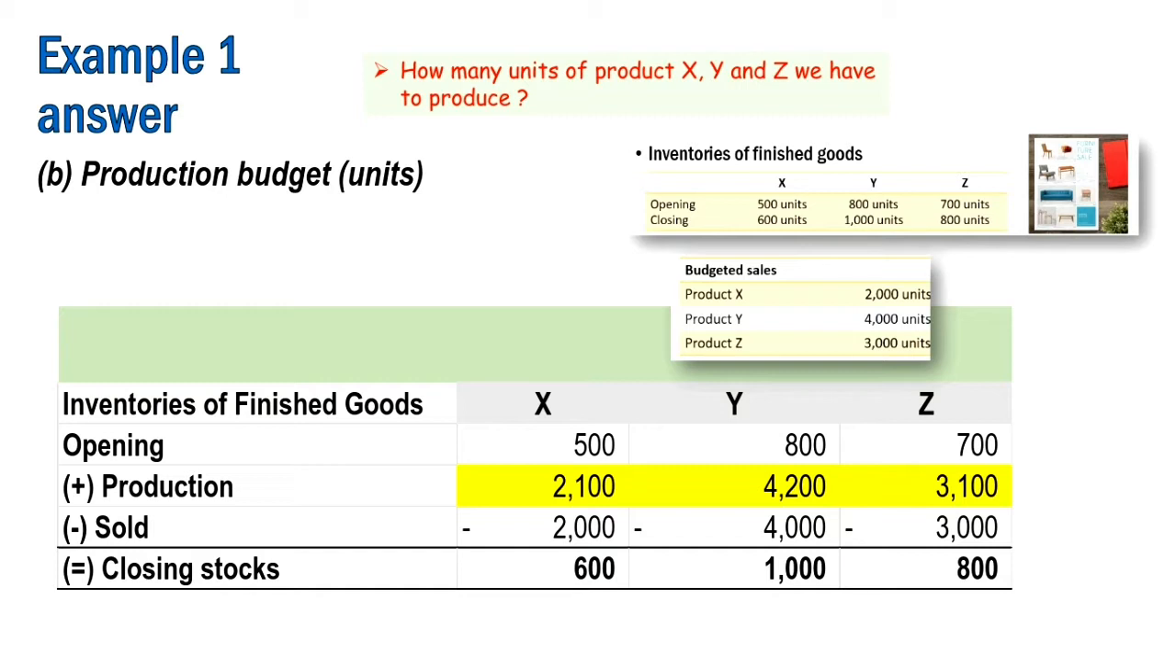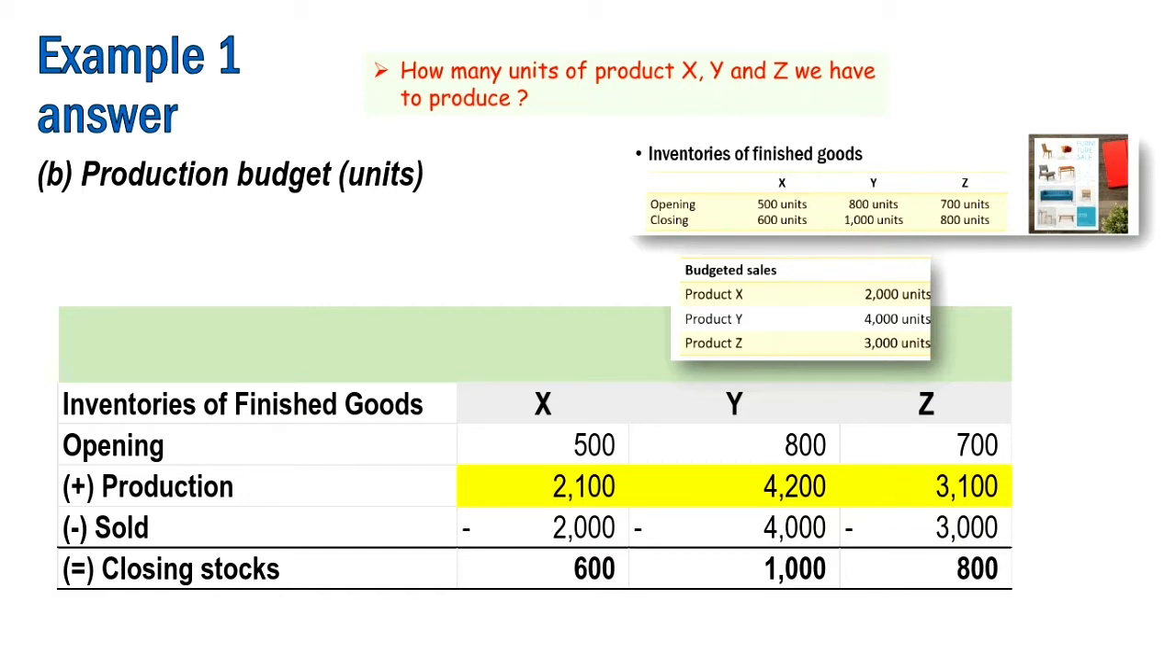Remember, when we learned in topic 6, marginal costing and absorption costing, when we deal with opening and how to calculate a closing stock, the formula is opening plus production minus units sold will get closing stock. So we just fill in the opening as per information given. We just fill in the closing as per information given as well. And the units sold is from the first table: 2,000, 4,000, and 3,000. Now we have to calculate how much is the production units needed.